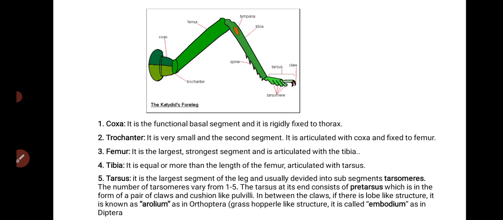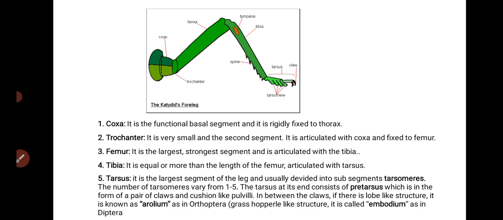Today our lecture topic is typical insect legs and their modification. Insect legs consist of 5 segments: coxa, trochanter, femur, tibia and tarsus. You can see in the pictures very clearly, the coxa is the functional basal segment and it is rigidly fixed to the thorax. After that, the trochanter is a very small, second segment, articulated with the coxa and fixed to the femur.